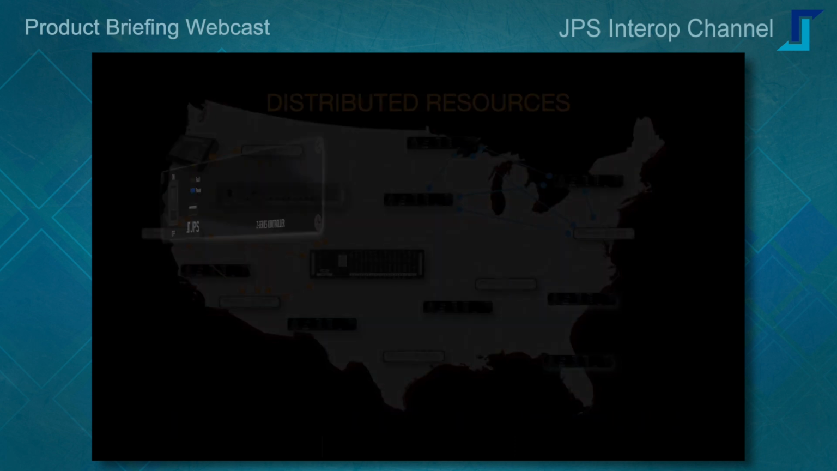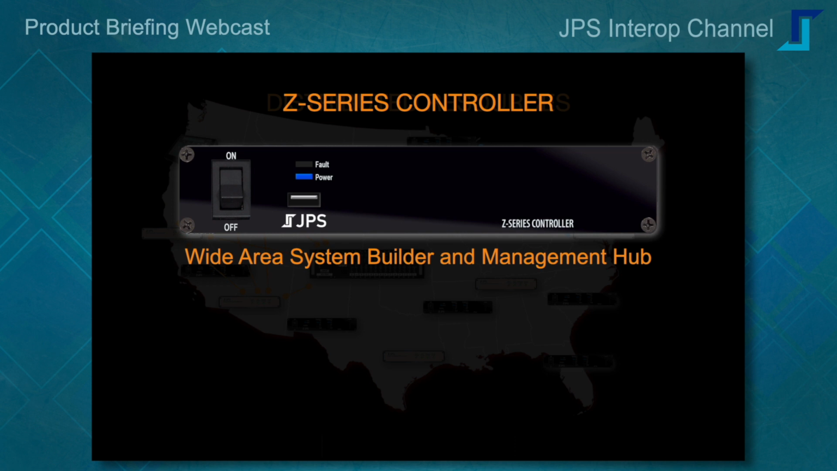So let's talk about the Z-Series controller. We liken this to a wide area system builder. It can create these very complex wide area systems of distributed gateways. And it's also a management hub where we can log into this device and control these remote assets and be more efficient with how we manage our assets.